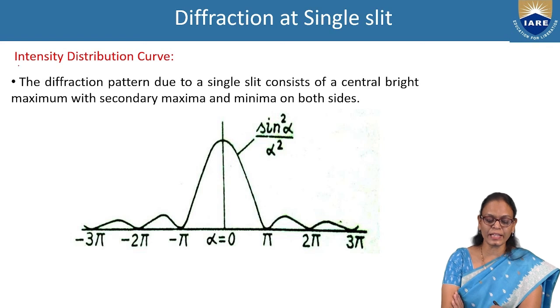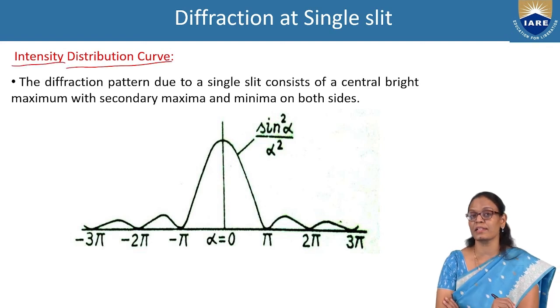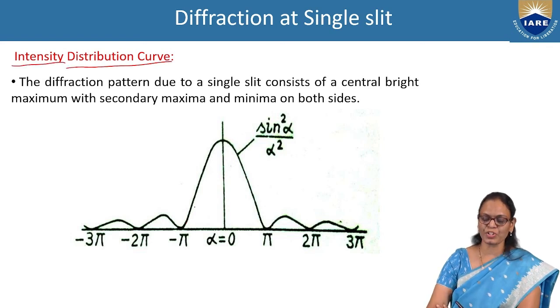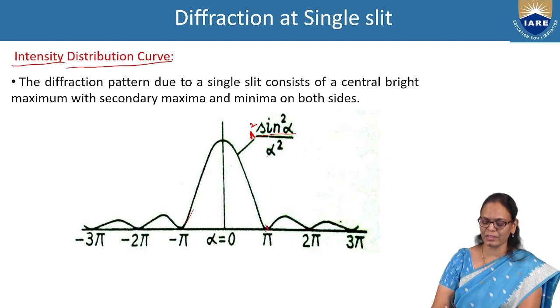Now if we see the intensity distribution, how the intensity varies. Naturally for the principal maxima, we have sin square alpha by alpha square. Actually it should be a square sin square alpha by alpha square. This is the principal maxima. And then here the intensity is 0.